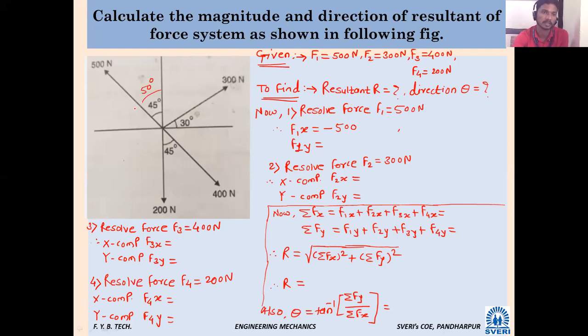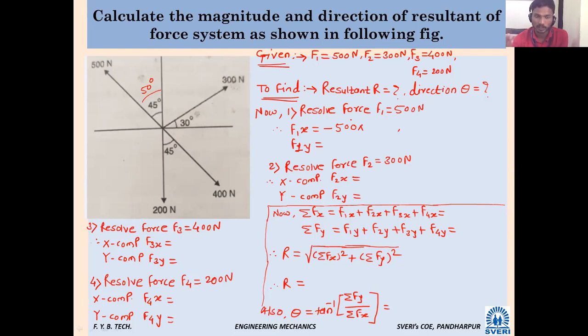If it were 50 here, then what would you take? Minus 500 into what? Cos 40. Cos 40. Okay, but what is the problem in taking it with the vertical? It is given with the vertical, so we imagine it with the vertical. Sir, every time we take it with the horizontal, it goes simply. It is not the case.